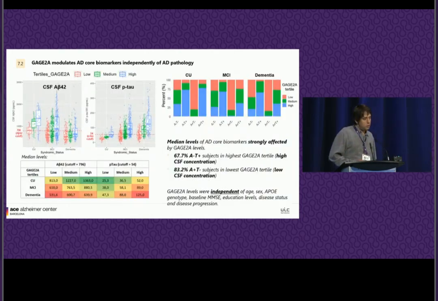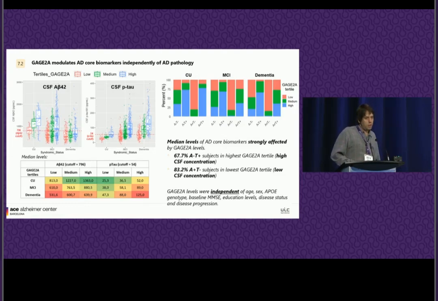So this slide is to show you the profound impact this reference protein of CSF clearance has in AD biomarkers in the CSF. And it's important to highlight that this reference protein is independent of age, sex, ApoE status, baseline mini-mental, disease status and disease progression, or pretty much any other disease phenotype we could think about. And you can see how the median levels of A-beta-42 and p-tau are so strongly affected by this marker of general CSF concentration and CSF clearance.